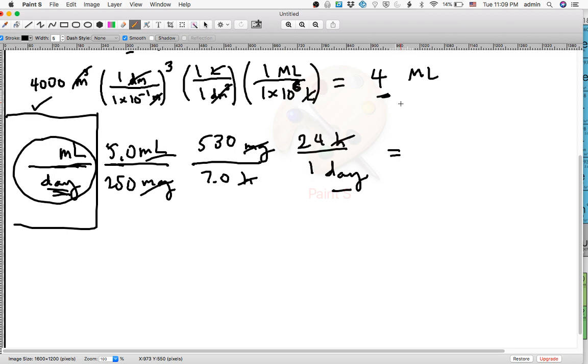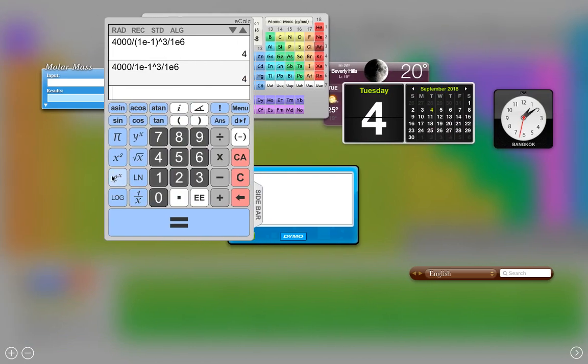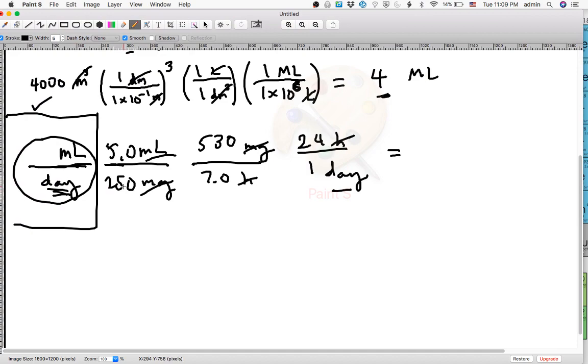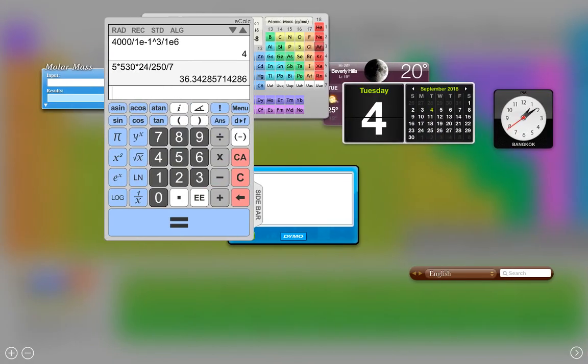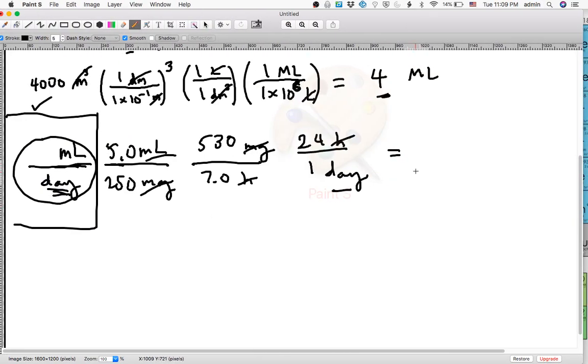Right, so let me get the math done. 5 times 530 times 24 divided by 250 divided by 7 divided by 1. This is 36.34, and the only units left are milliliters per day.